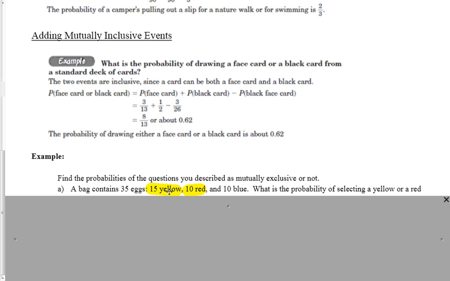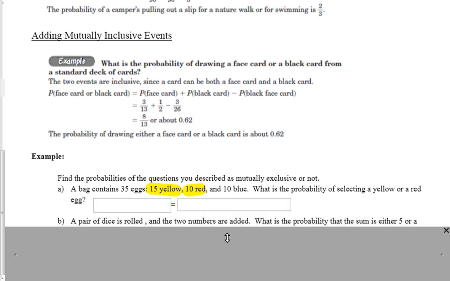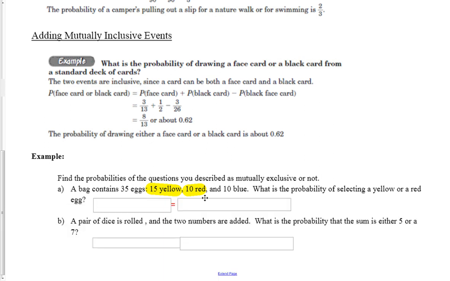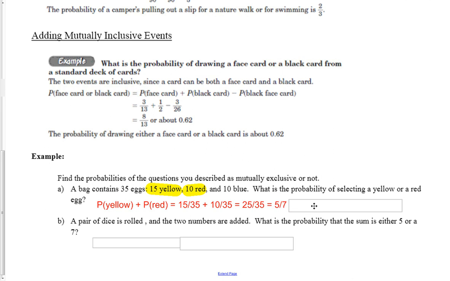So the probability of getting a yellow one is 15/35. And the probability of getting a red one is 10/35. So probability of yellow plus the probability of red. We said 15/35 for yellow and 10/35 for red. And the reason we're adding is because that's what you do when you have mutually exclusive events. So we add them together, we get 25/35, which reduces to 5/7.